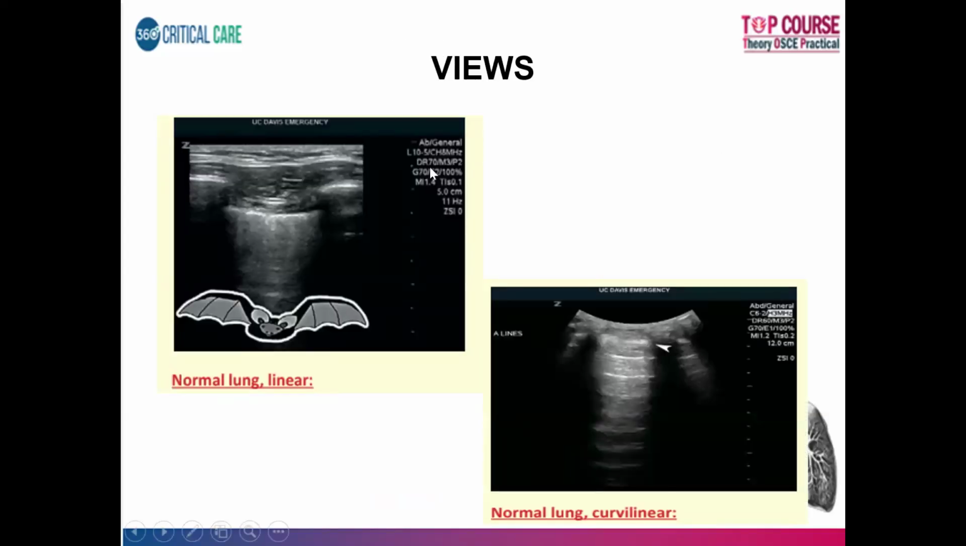Earlier I spoke about two views, that is your linear view and the curvilinear view. This is one thing they will ask: what is the sign called?